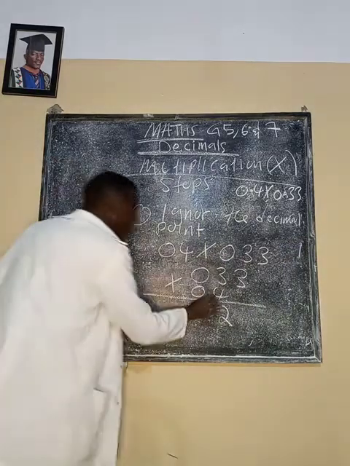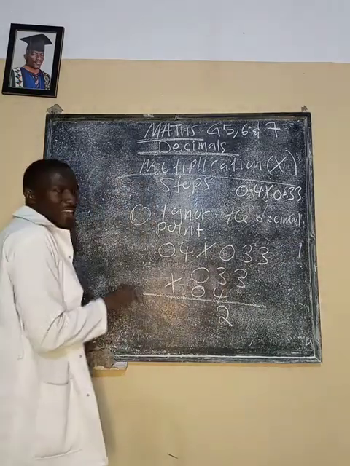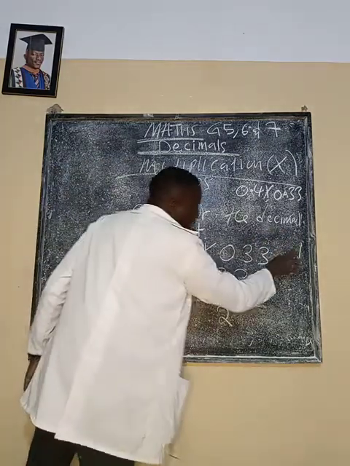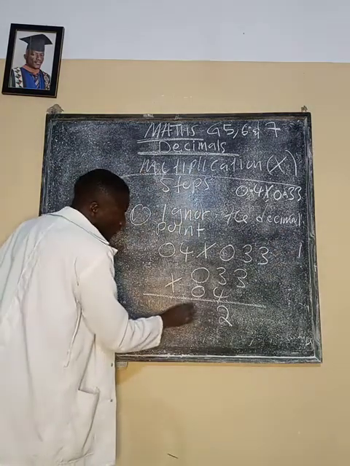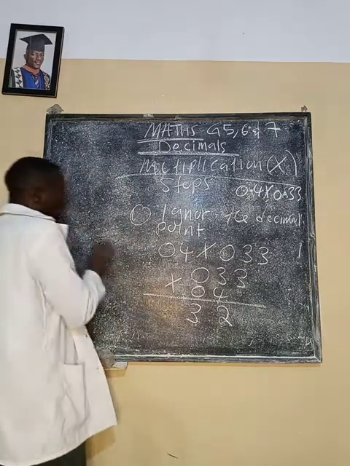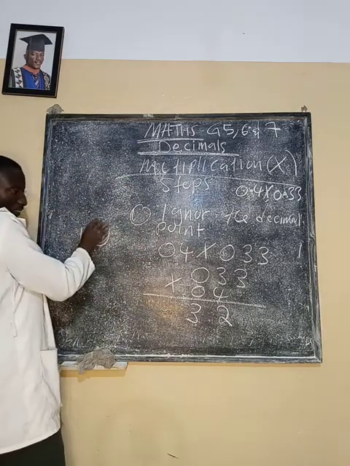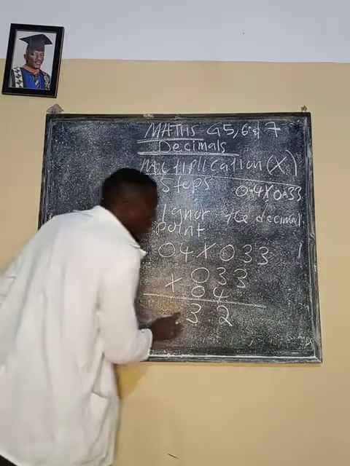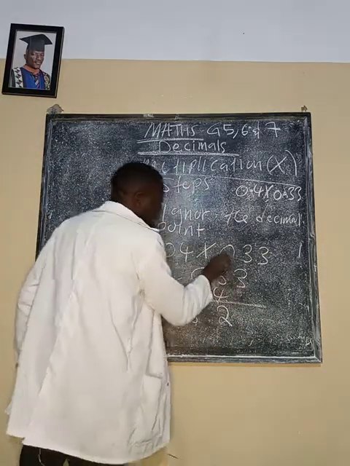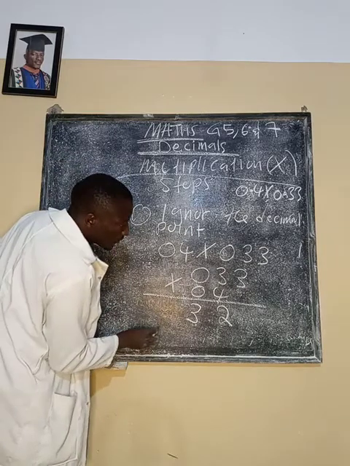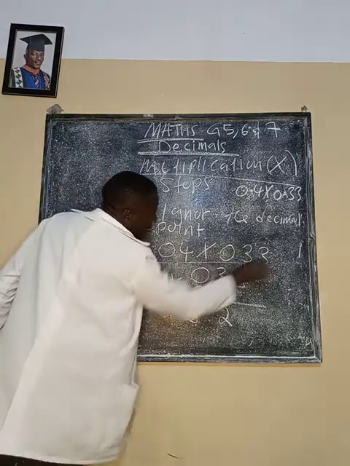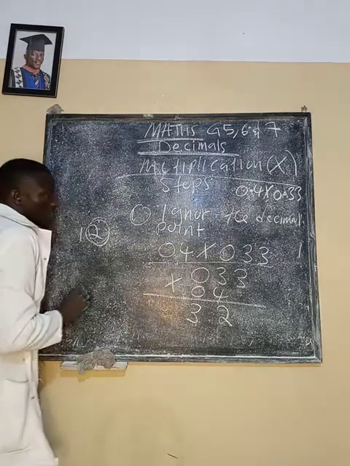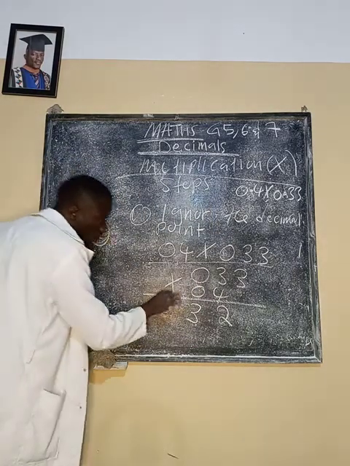Very good. 4 times 3, again 12. Do we write the 12? No. We add the 1, giving us 13. So we write 3. We always write the back number, according to the mathematics rules. And then now, 4 times 0, it will give us 0 plus 1, it will give us 1.